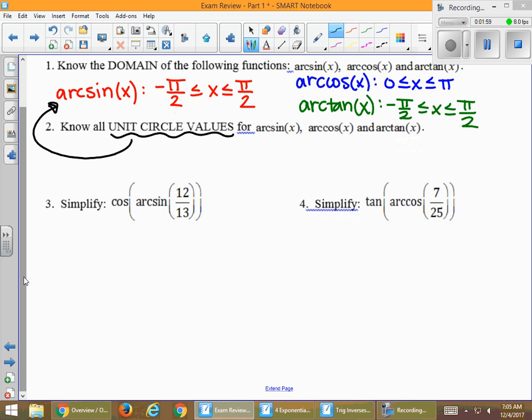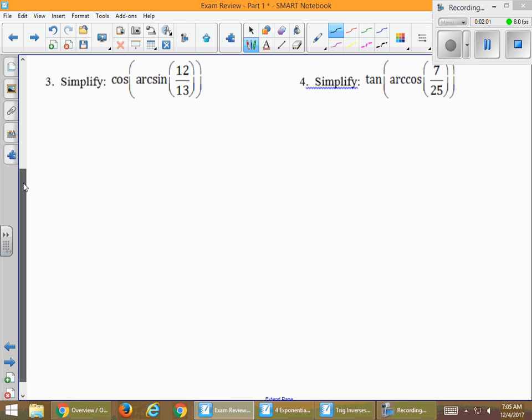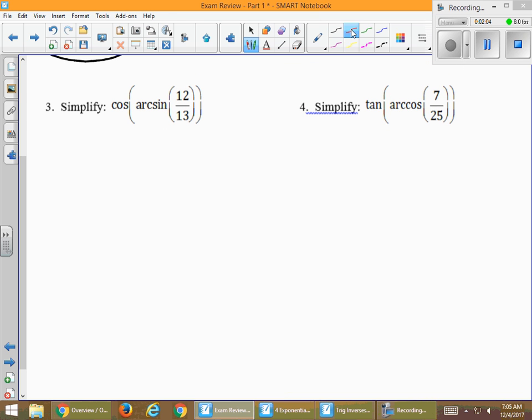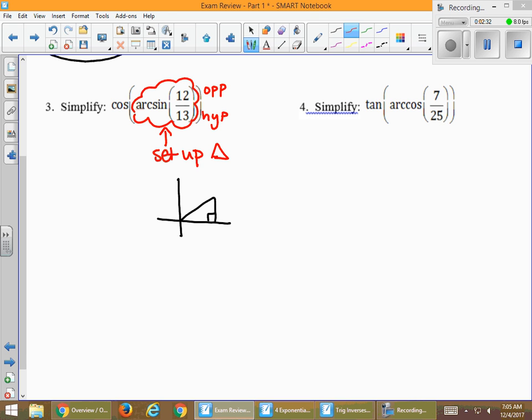Okay, these two are triangle problems here, 3 and 4. Remember, you use the inside value to set up your triangle. That's all the inside is for. And if everything's positive, then you want to set it up in the first quadrant. So, 12, if we're working with sine, is opposite over hypotenuse. So our opposite is 12, our hypotenuse is 13.